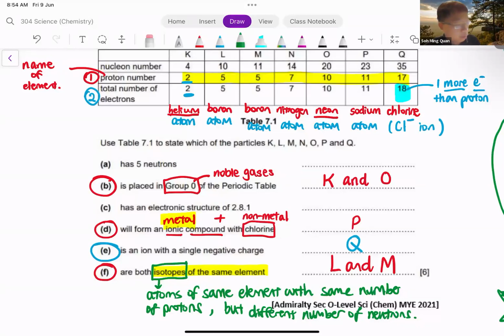I think it's quite straightforward. Which one has 5 neutrons? Now, neutrons, remember, you must take the nucleon number minus the proton number. The big number minus the small number. Okay, which one has 5 neutrons? Okay, you see which one, you minus away, you get 5. I think the answer is L. 10 minus 5 equals to 5.